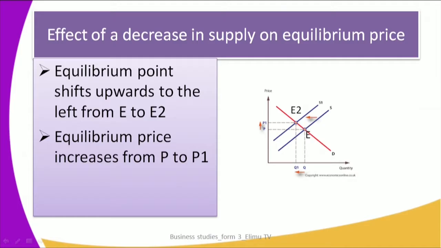Then the equilibrium point shifts upwards, as you can see on the diagram. The equilibrium point shifts upwards to the left from E to E2, and therefore, as you can see, the equilibrium price is increasing, from P to P1.